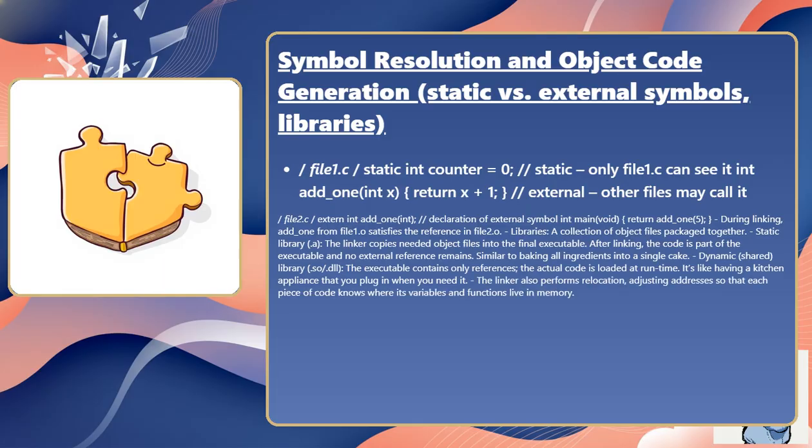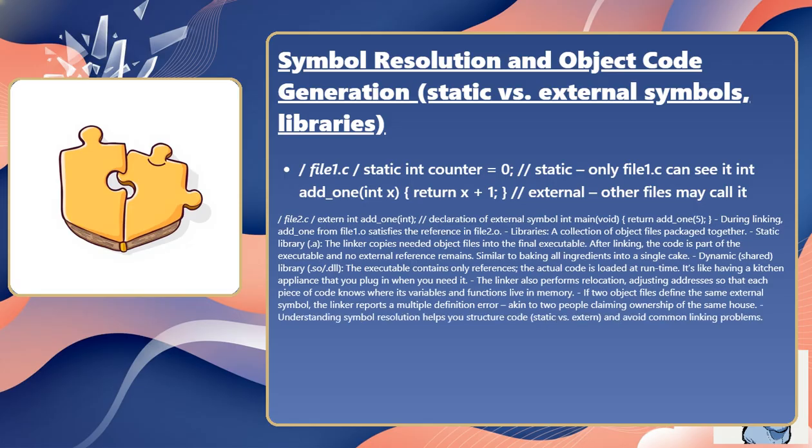The linker also performs relocation, adjusting addresses so that each piece of code knows where its variables and functions live in memory. If two object files define the same external symbol, the linker reports a multiple definition error, akin to two people claiming ownership of the same house. Understanding symbol resolution helps you structure code, static versus extern, and avoid common linking problems.